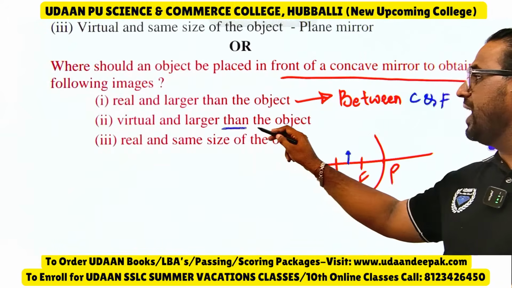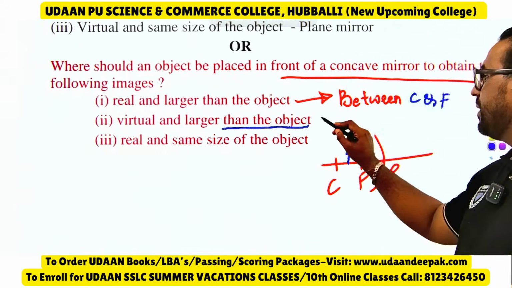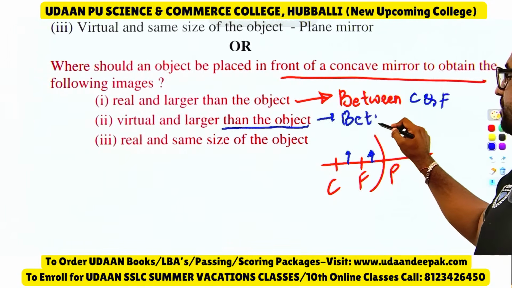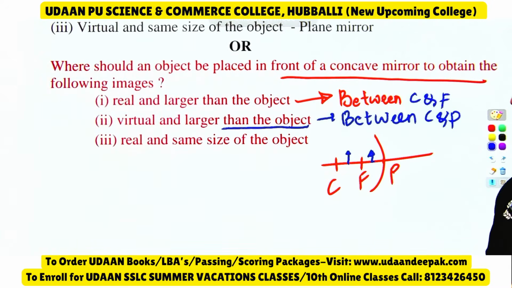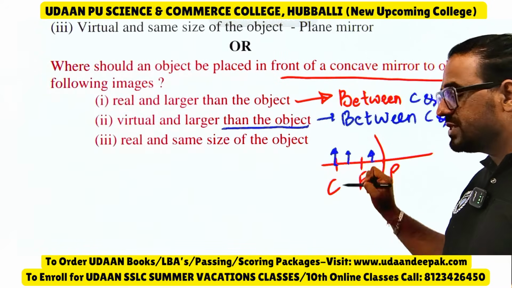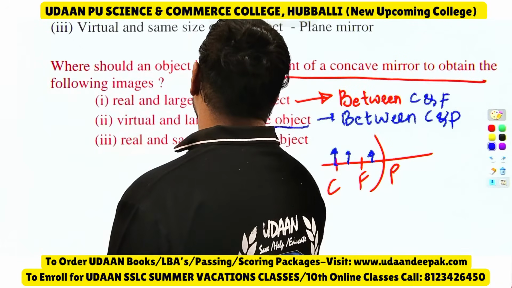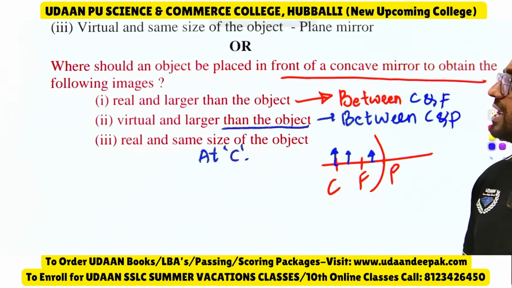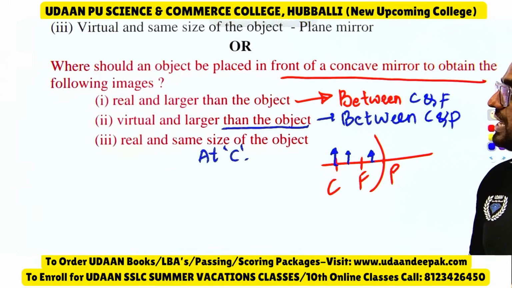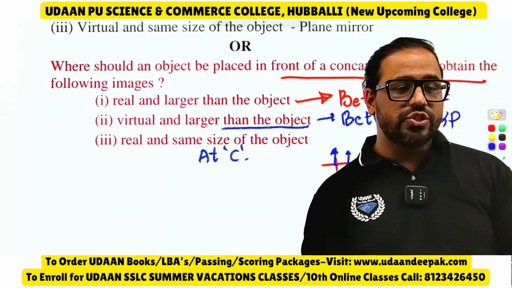Second, virtual and larger than the object. For a virtual image, you must place it between F and P. Then real and same size as the object. For a real image of the same size, the object must be at C. So the right answer is at C. So like this you should be able to answer all 3 questions: real and larger than the object, virtual and larger than the object, real and same size as the object. So like this you should tell.